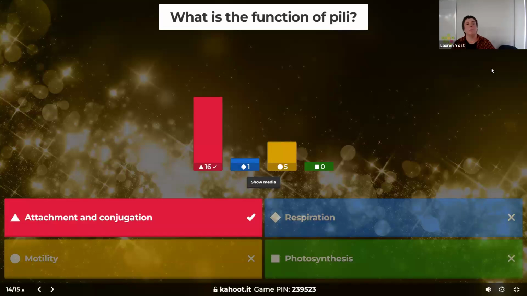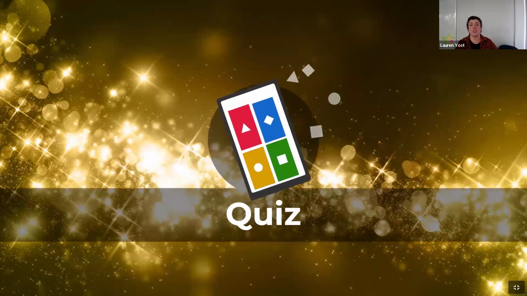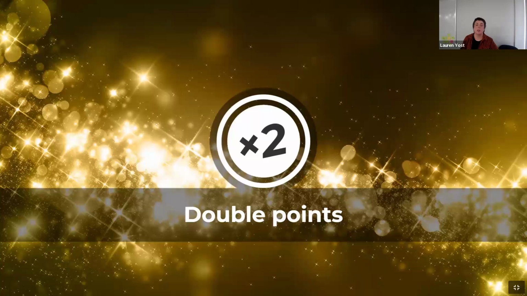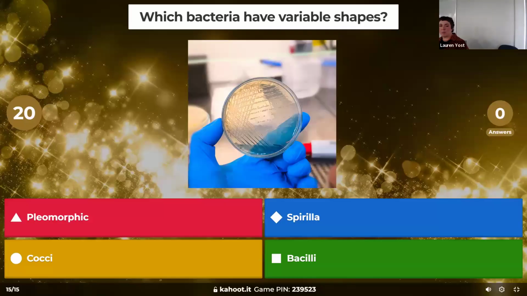For time a little bit. Pili for attachment and conjugation. All right, conjugation is transferring DNA between the 2 cells. All righty, last question, double points. Which bacteria have variable shapes?